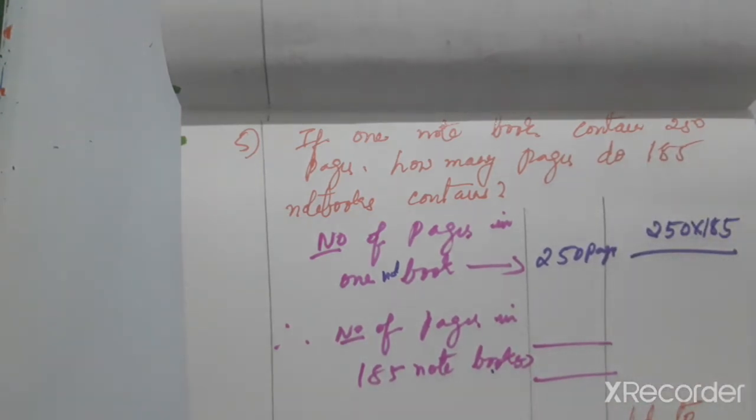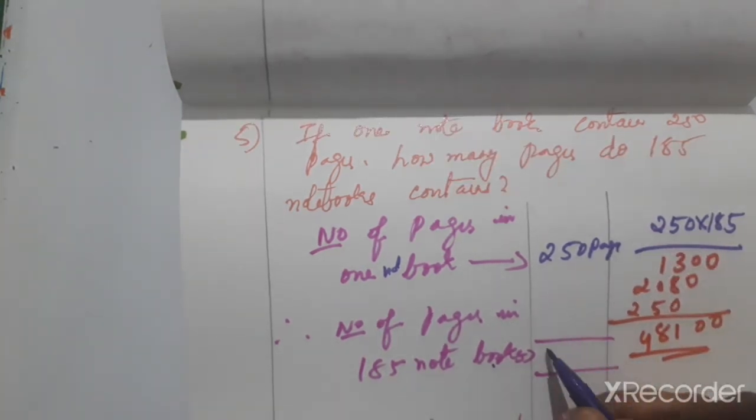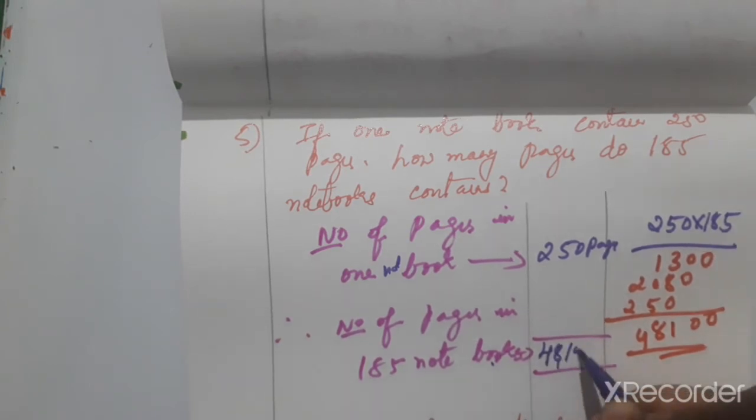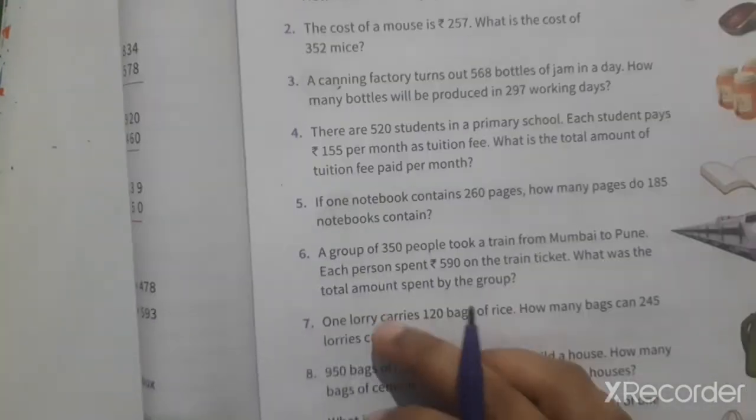With the cross multiplication method we can understand whether this is a multiplication or division sum. You can try with that also, children. So the total here, after multiplying 250 into 185, is 48,100 pages.